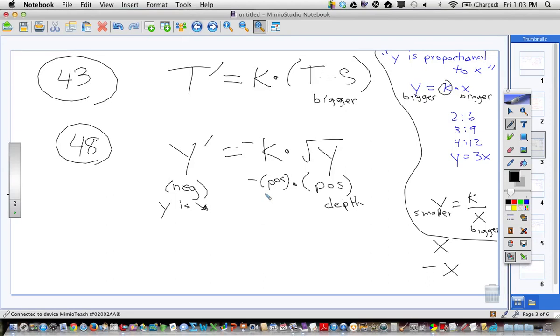A little bit of chart stuff there, and that kind of thing. Yes? If it was filling up, then you'd say Y prime is positive because Y is increasing. That's exactly right. If you were filling up the tank, Y would be increasing, so Y prime would be positive. Exactly right. Okay? All right. So there we go.